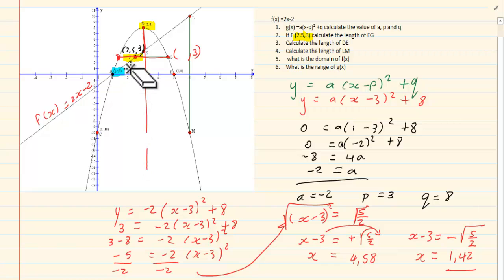Now which one am I taking? Am I going to use 1,42 or am I going to use 4,58? Remember, you already have f which is 2,5. It's way past 1,42. So the value that I am looking at is 4,58.